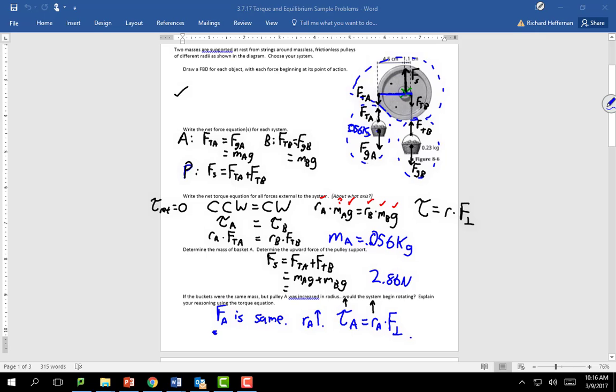Because of the greater torque, the forces would be unbalanced. Forces would be unbalanced, or torques would be unbalanced? Torque would be unbalanced. Therefore, torque A is bigger than torque B, so it rotates. Which way do you think it would rotate? Down towards A, counterclockwise. So positive. Rotates CCW. Nice.